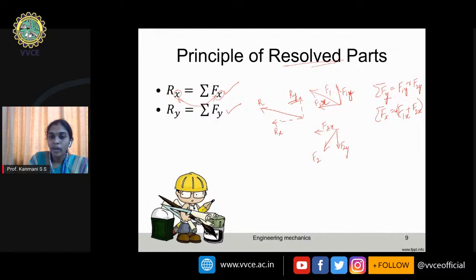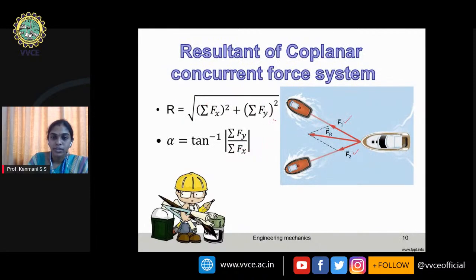So if you have Rx and Ry and want the R value, all that you're going to do is apply Pythagoras theorem. If this is Ry, this is also equal to Ry. So you're applying Pythagoras theorem. R is equal to the square root of Rx square plus Ry square. Rx is nothing but summation fx. Ry is nothing but summation fy. Substitute, and you will get this formula for the resultant.